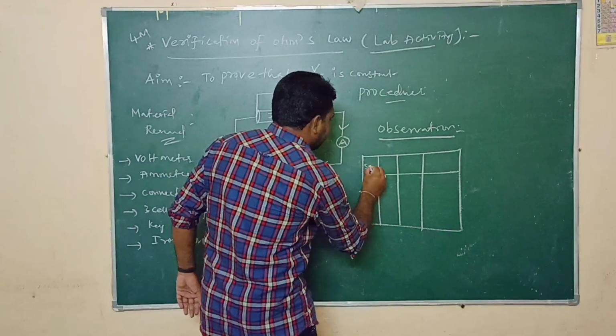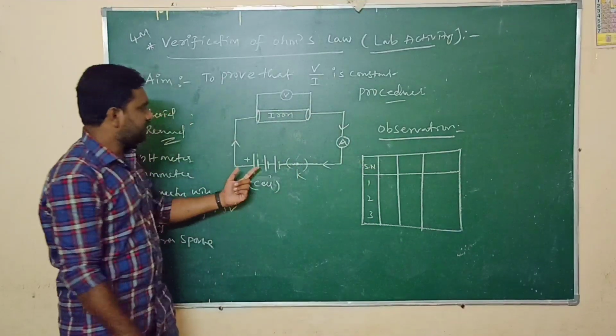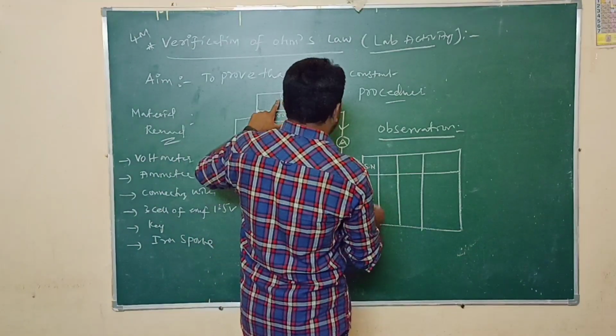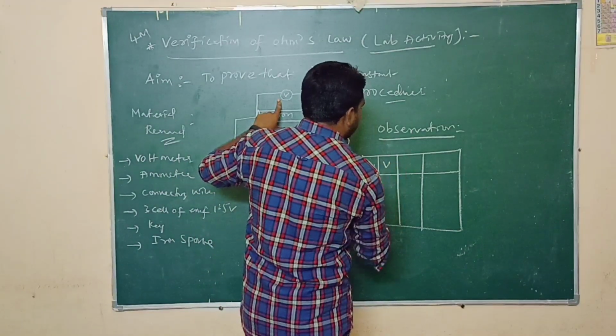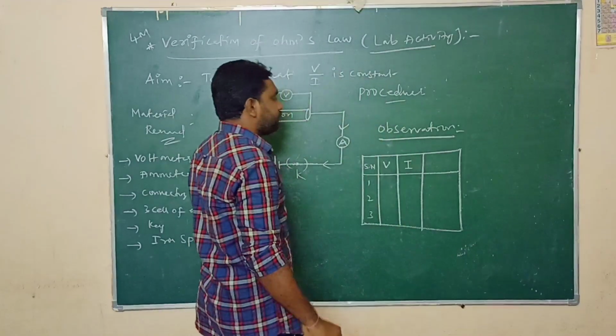So first one, serial number. How many readings are we going to take? 1, 2, 3. That's it. Next, in the first column we have to take the reading of potential difference from the voltmeter. In the second column we have to note down the readings of current from the ammeter.